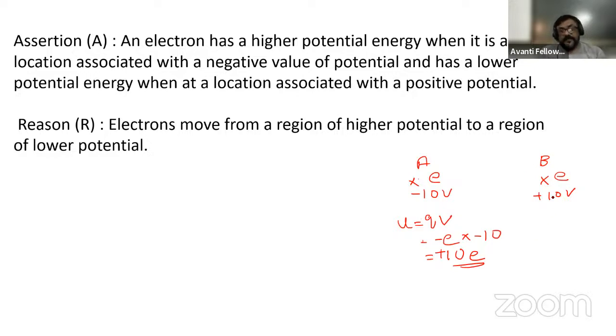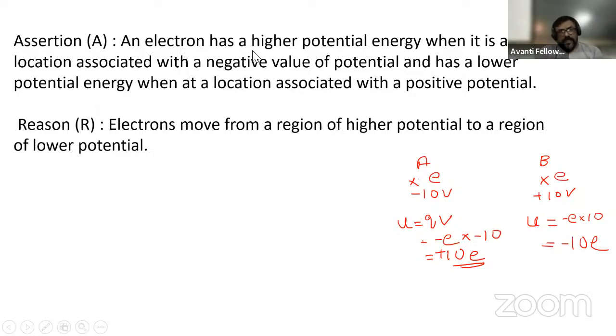Now let us see what happens here. Again, the same electron is kept at a point where the potential is positive. So associated with this electron, we have a positive potential. Okay, you can find the potential energy of this electron also. It will be negative e into 10. So it is negative 10 electron volt, so negative 10e joule. So which is greater, positive 10e or negative 10e? Which energy is more? Definitely positive 10e is more than negative 10e. So what is the statement given here?